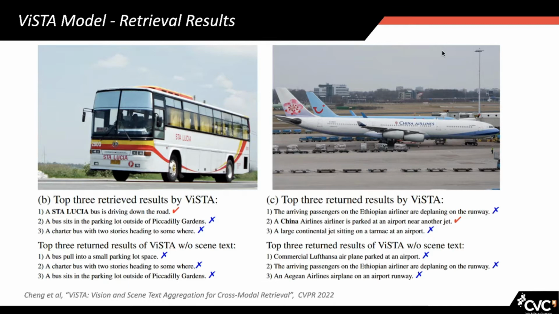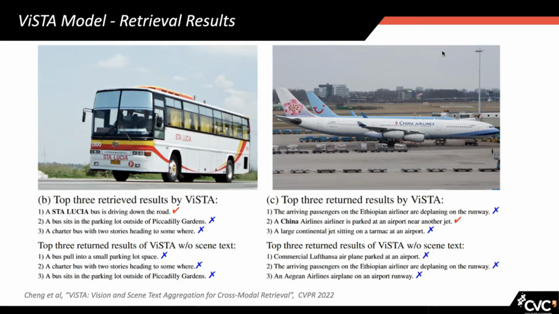And some more retrieval results. In the other scenario, given an image, the model has to retrieve the closest captions. For instance, on the left part, given the image that is clearly a bus that says Santa Lucia, whenever the model is able to read, the first retrieved sample is "a Santa Lucia bus is driving down the road." So this Santa Lucia information is super important in this retrieval scenario, whereas a model that cannot read is not able to properly retrieve this very specific sample that the user wants to obtain.